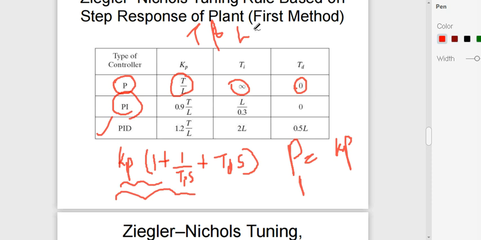So, we know that the first method has some disadvantages: the input must be a step, and the system must have neither integrators nor complex dominant poles. So the first method is applicable only for a system with these conditions, without integrators and dominant conjugate poles. Next we move to the second method. The second method is applicable for all systems.